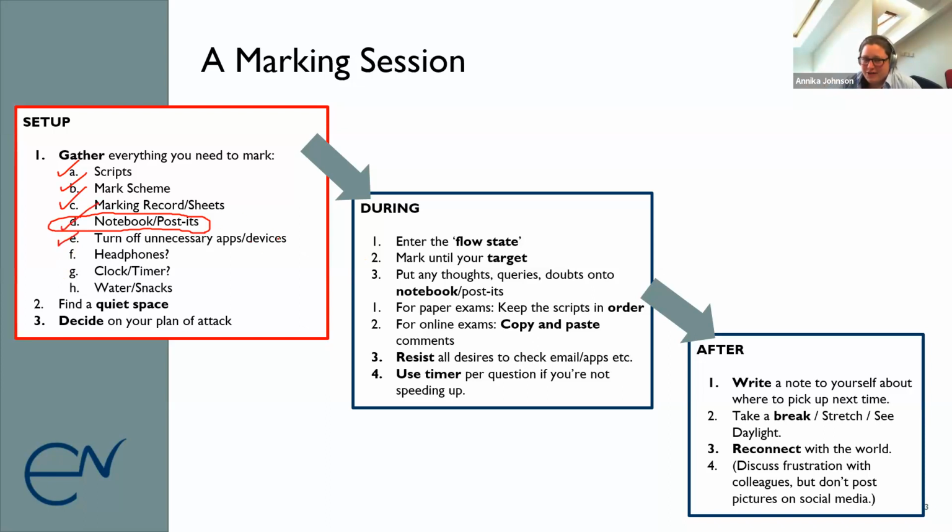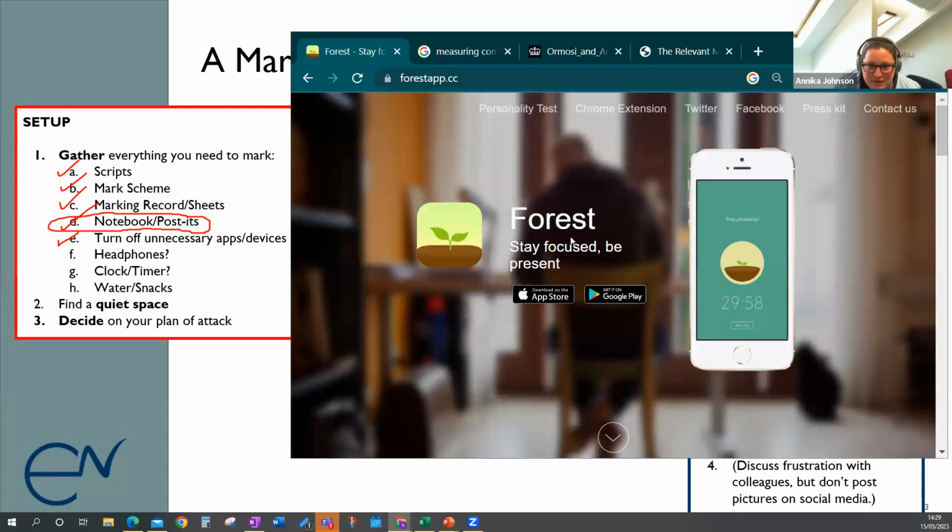Try and turn off anything that you don't need to mark. This is not the first time I've spoken about this at an economics network event, so I feel like I'm advertising, but I actually use one of these apps on my phone to lock my phone for a little bit, so that I'm not tempted to go and look at lots of email and do anything else but marking. I actually use this one, but I'm sure there's tons of others out there.